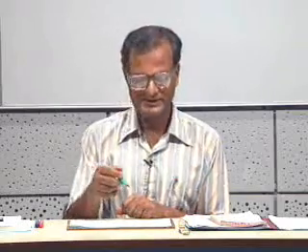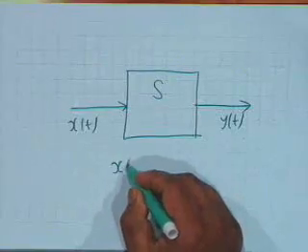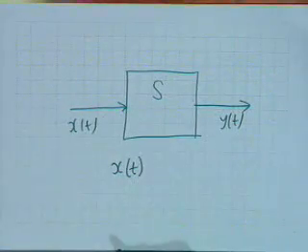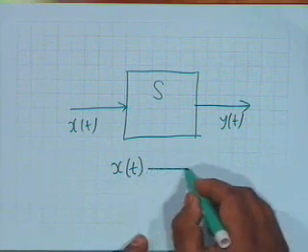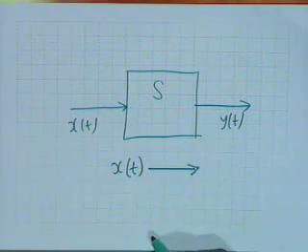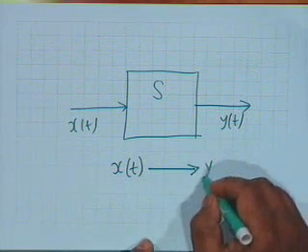Mathematically, the system S may be thought of as a transformation. That is, the input x of t is as if transformed to another signal y of t. So, a system can also be looked upon as a transformation, and the mathematical notation for a transformation is that x of t is transformed, shown by an arrow, to y of t.